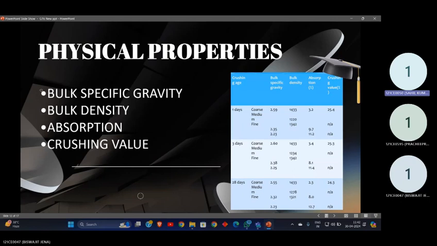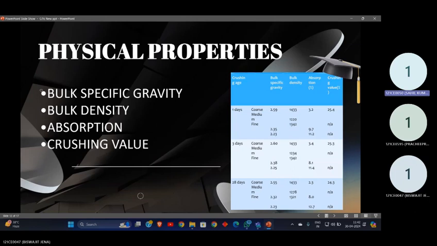So there are basically four parameters from which we define physical properties. First is bulk specific gravity, then bulk density, absorption, and crushing value. So we have a table here showing 3 times, that is first day, third day, and 28th day, taking coarse, medium, and fine aggregate.